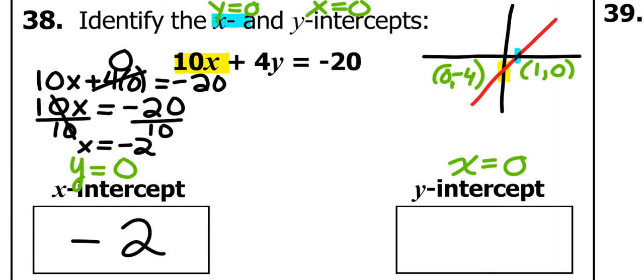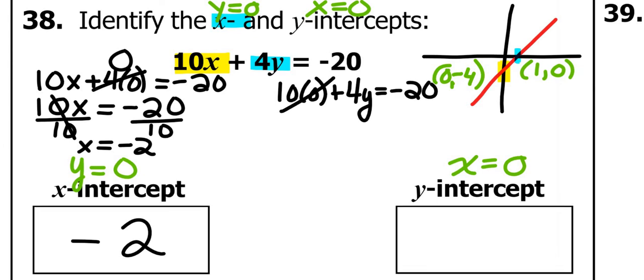Now for my y-intercept, that's when I'm going to plug in x equals 0. So let's go ahead and do this one more time, but now for the y-intercept. So I'm going to do 10 times 0 plus 4y equals negative 20. 10 times 0 is just going to go away. It's going to give you 0. So you're going to have 4y equals negative 20. Divide both sides by 4.